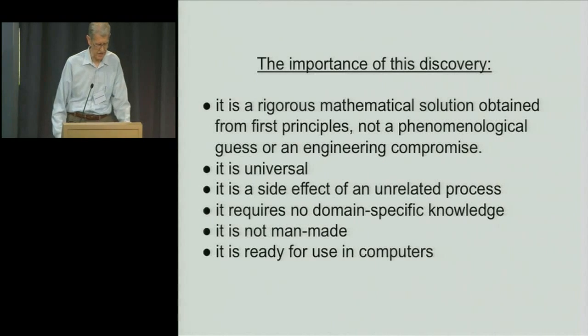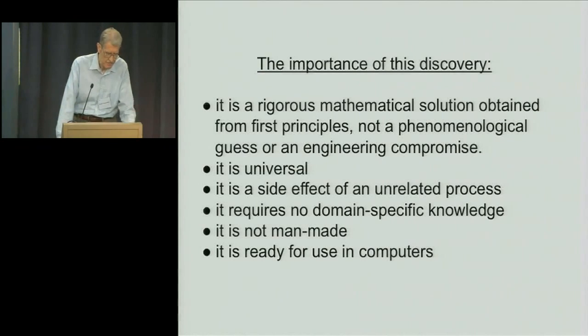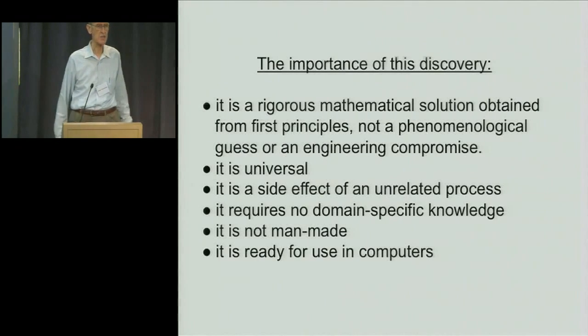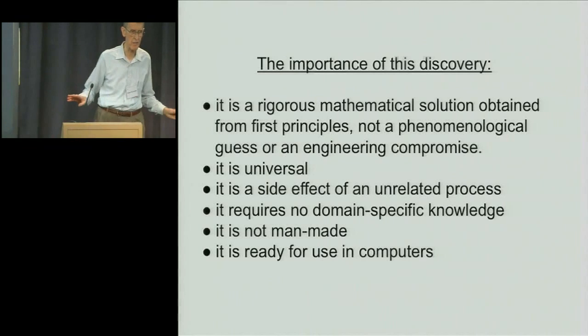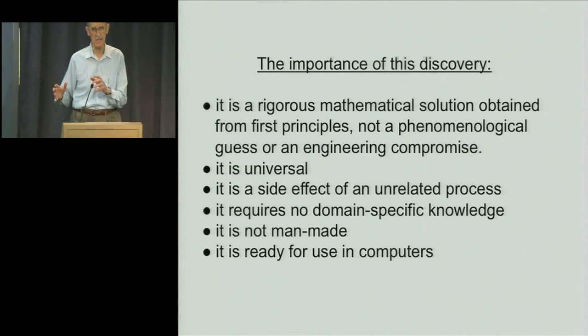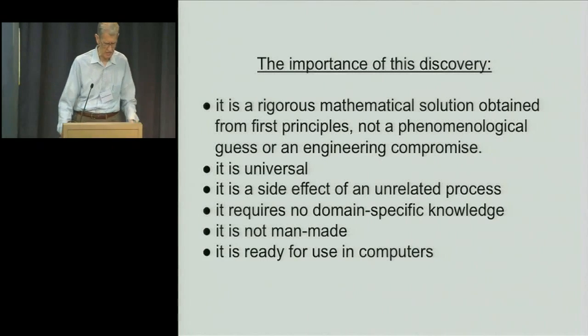Keep in mind that this is a path. So this is not easy. It's easy once you have done it. This is a rigorous mathematical solution obtained from first principles, not a phenomenological guess or an engineering compromise. It is universal. You can do that with any system because you can take any system you want, convert it to partially ordered sets, and organize it into classes of objects the way we did by applying emergent inference.